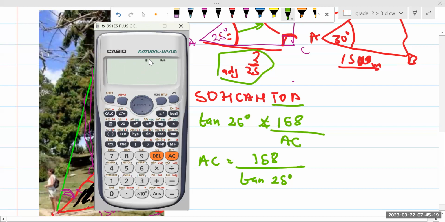Your calculator, guys, should have D and M. It should have D and mathematics. That's the setup that we are using today in grade 12. Or not even in grade 12. In these grades, man.